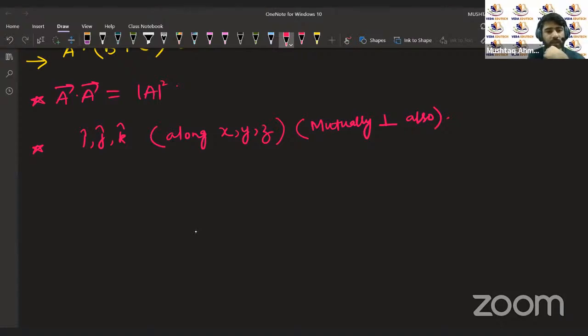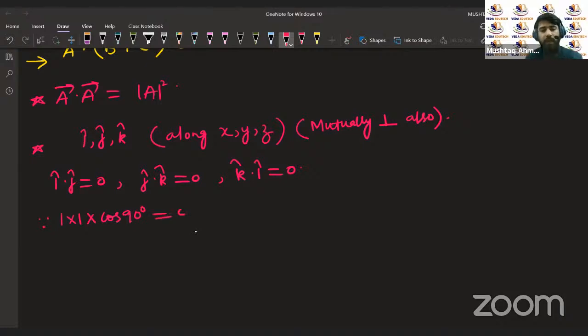So it means that i cap dot j cap is going to be 0, j cap dot k cap is also going to be 0, and k cap dot i cap is also going to be 0, because the magnitude of these unit vectors is equal to 1. So we have 1 into cos of theta, and the angle between these unit vectors is 90 degrees. So cos 90 is 0.